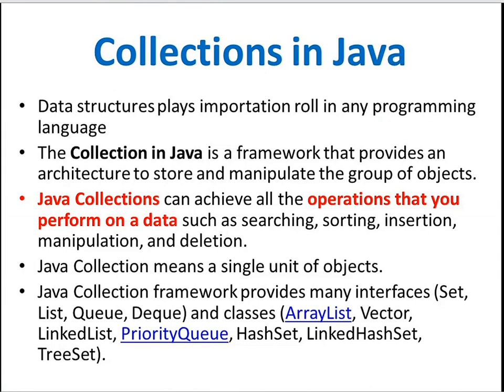Java collection framework provides many interfaces such as set, list, queue, and deque. Okay, if you just see, these are all the data structures. And some of the classes such as ArrayList, Vector, LinkedList, PriorityQueue, HashSet, LinkedHashSet, TreeSet, these are also the classes of data structures.